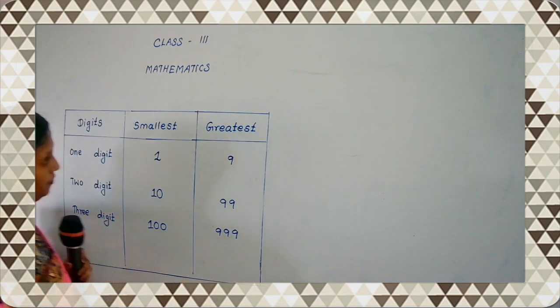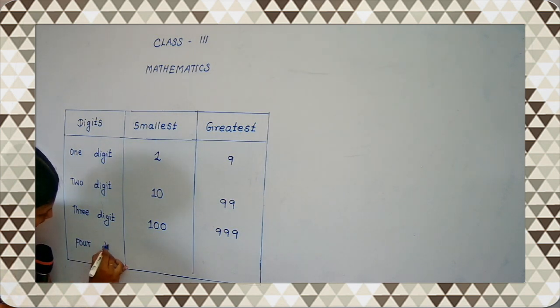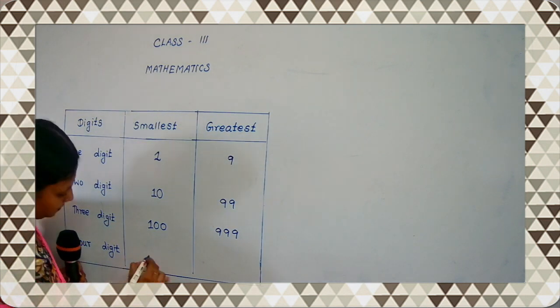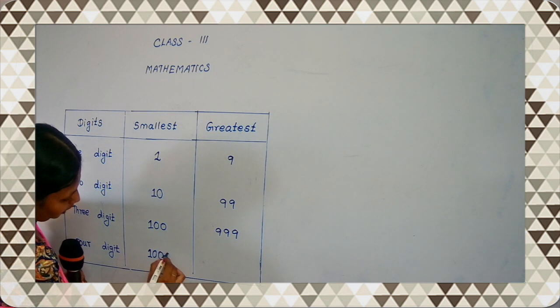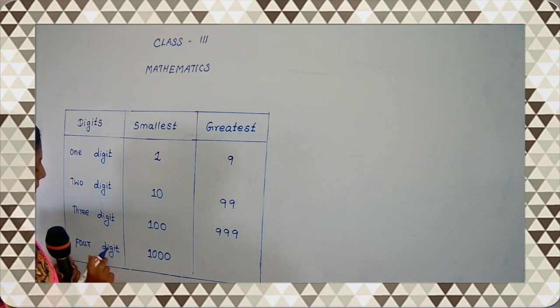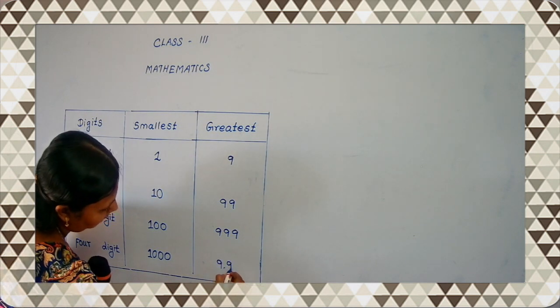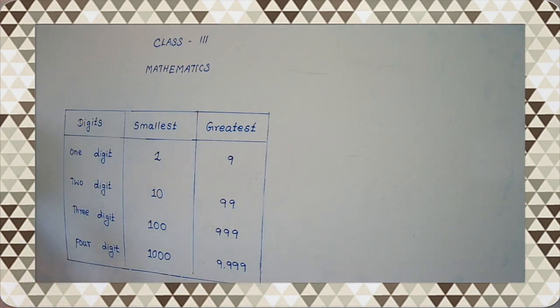999. Yes. Then 4 digit, F-O-U-R, 4. D-I-G-I-T, digit, 4 digit. Okay. Which one is the 4 digit number? The smallest 4 digit number is 1000. The greatest 4 digit number is 9999. Okay, 9999.